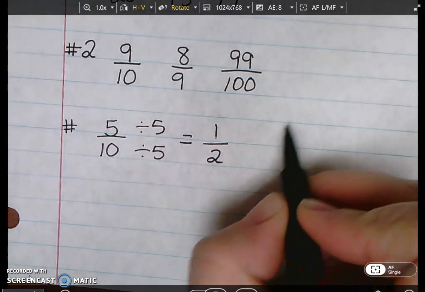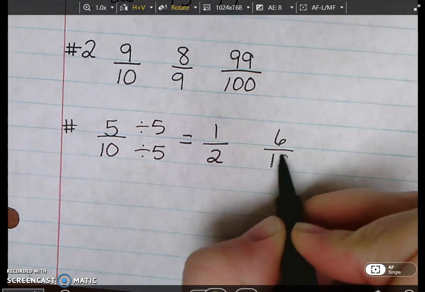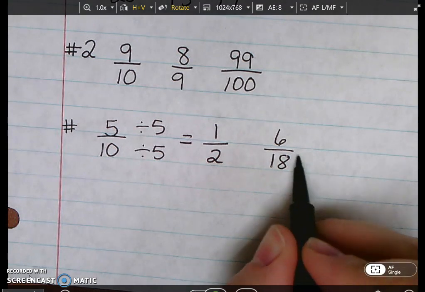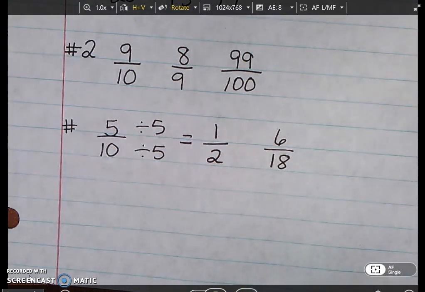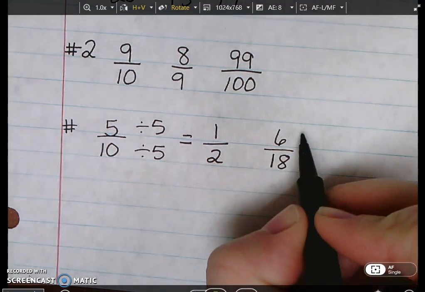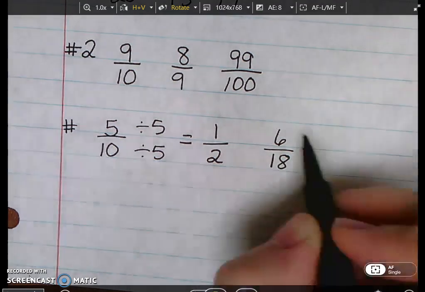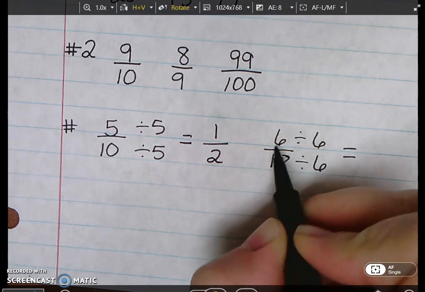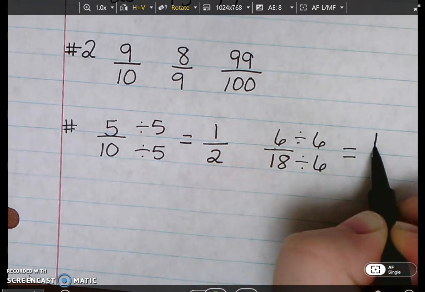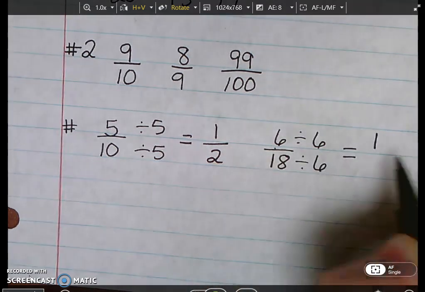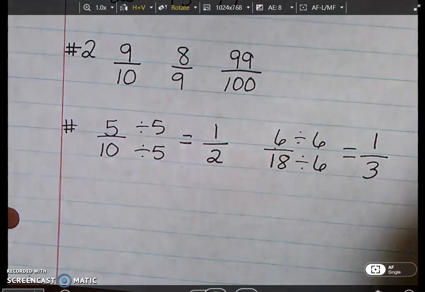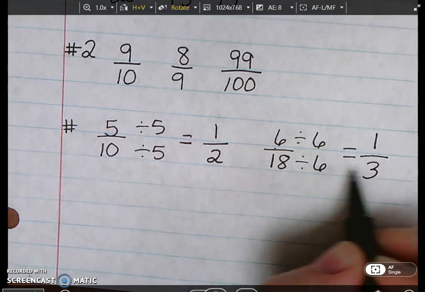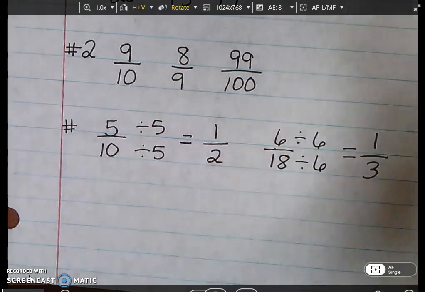We could have 6/18. I know that 18 divided by 6 will give me an even number. It goes in evenly with no remainders, so I can divide the top and the bottom by 6. So 6 divided by 6 is 1. 18 divided by 6 is 3. So really, this fraction simplified would be 1/3.